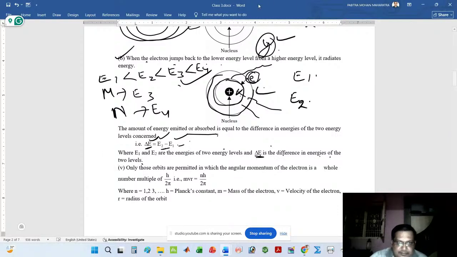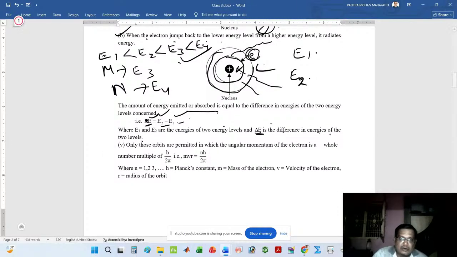Next point is, only those orbits are permitted in which the angular momentum of the electron is a whole number multiple of h by 2 pi, that is, mvr is equal to nh by 2 pi. Remember, mvr is the angular momentum. Here h is the Planck's constant, m is the mass of the electron, v is the velocity of the electron, and r is the radius of the orbit.